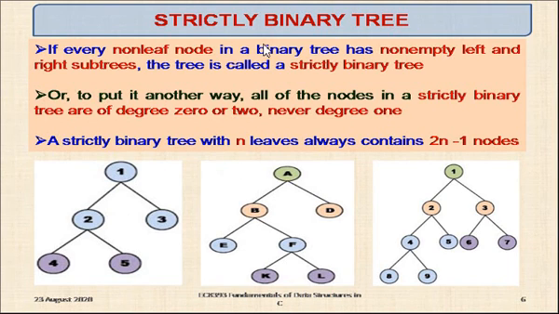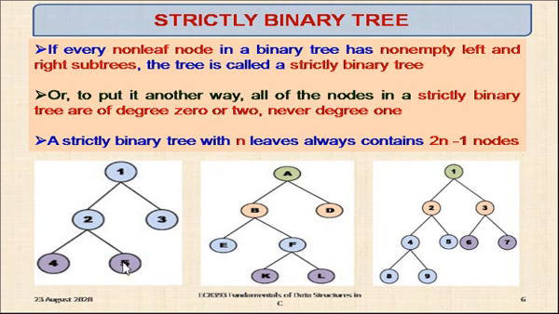So now let us see what is a strictly binary tree. If every non-leaf node in a binary tree has non-empty left and right subtrees, the tree is called a strictly binary tree. That means every non-leaf node. So take this example in which 4 and 5 are the leaf nodes, and 3 is also a leaf node.